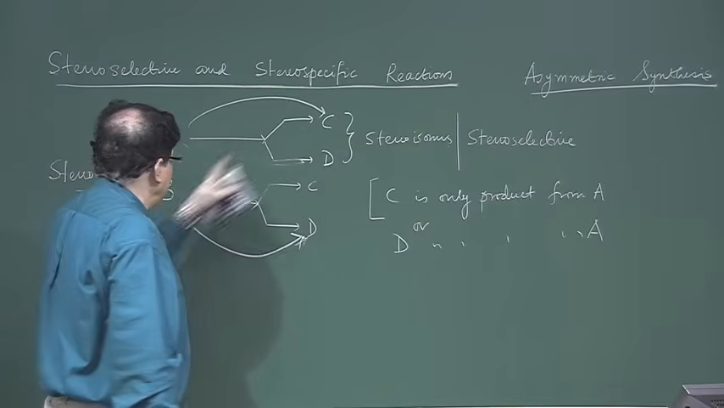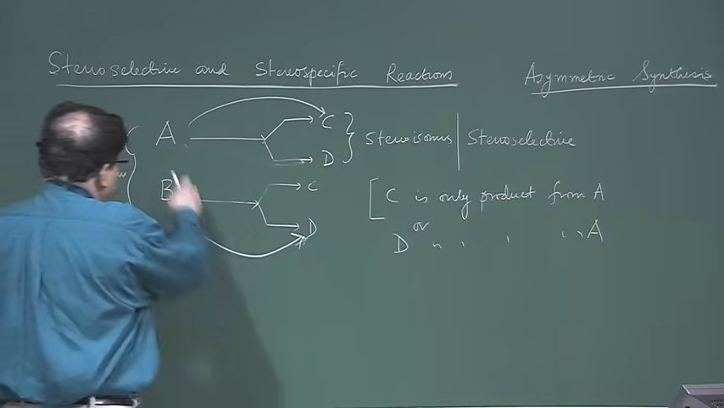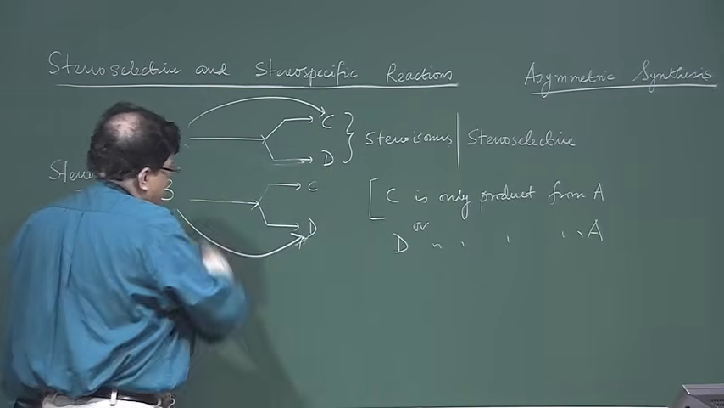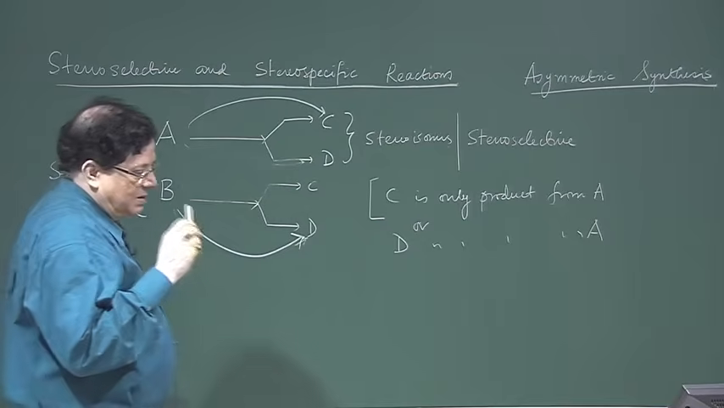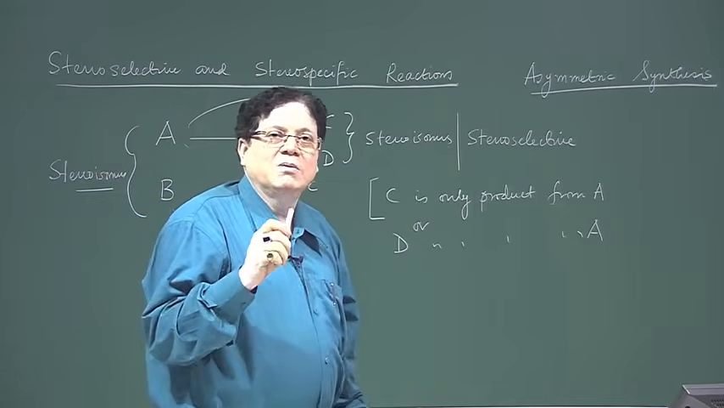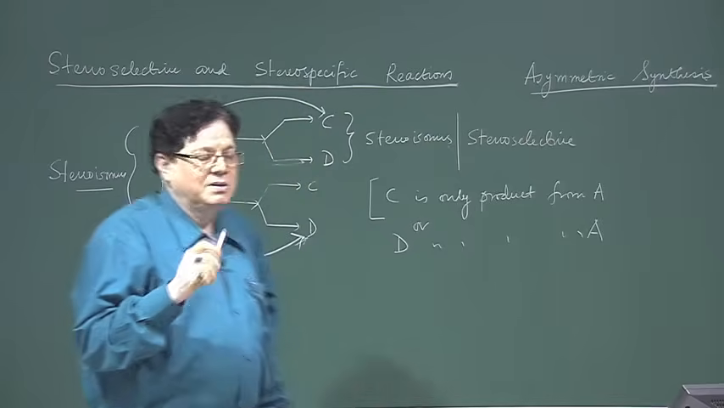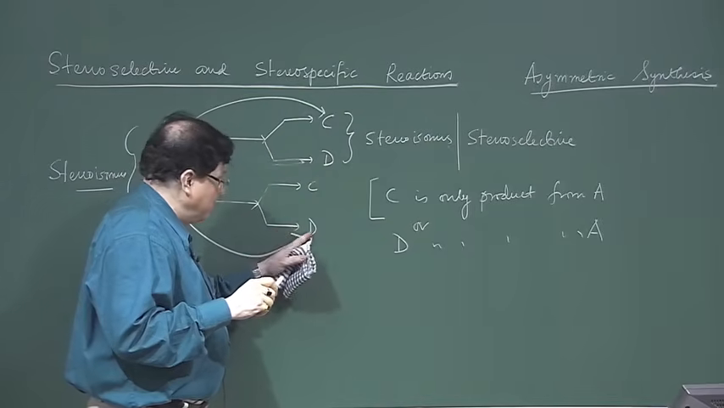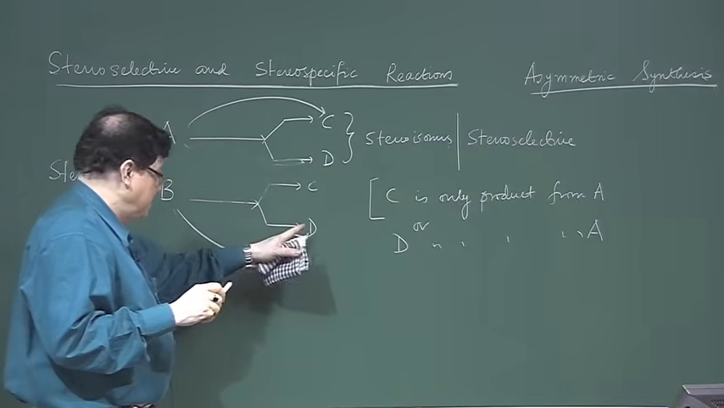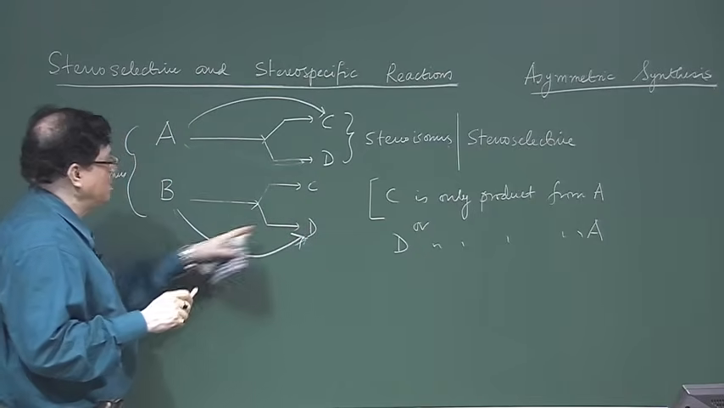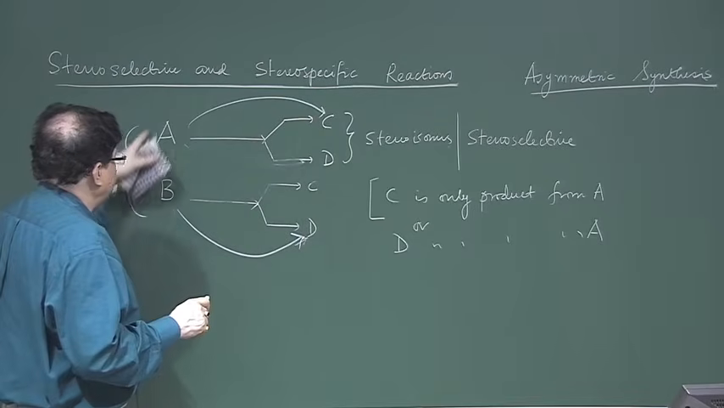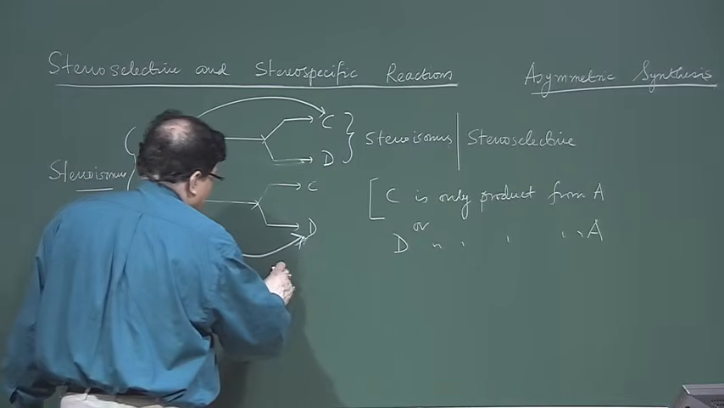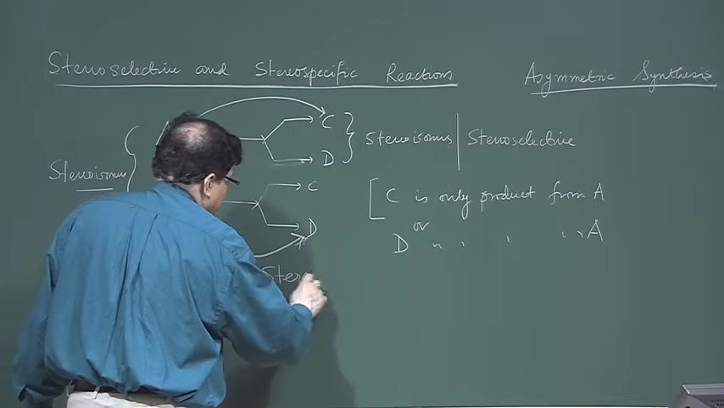So, A giving C and B giving D, and the relationship between these two products is that they are stereoisomers. So, what I am saying is that the stereoisomer that is obtained from the reaction of A is different from the stereoisomer, that is D here, obtained from B. That means your product formation is dependent on the geometry of the starting compounds. If that happens, then that is called a stereospecific reaction.